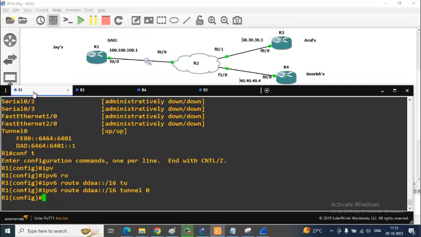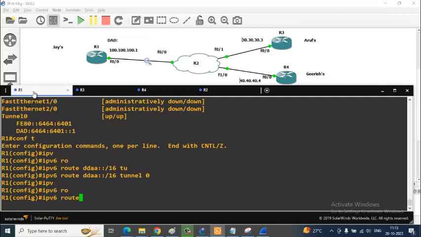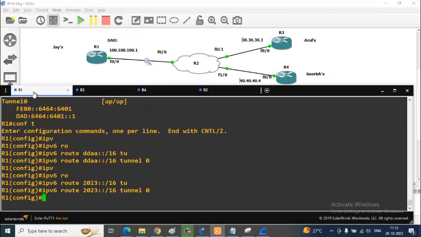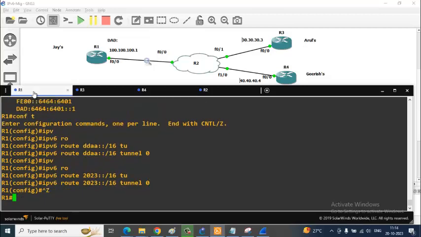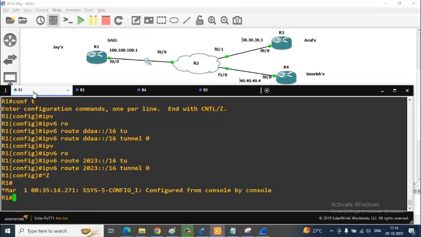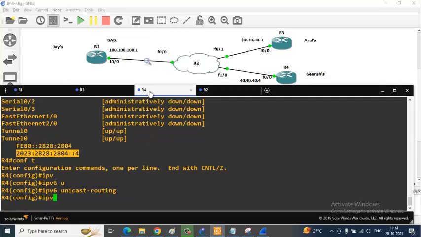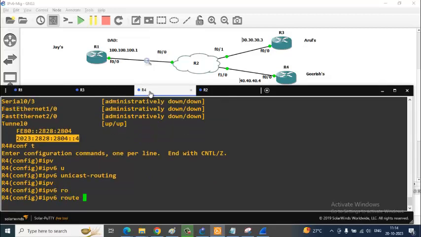And also I need to say IPv6 route, if it matches 2023, which is Girish, use tunnel 0. Right. Now the packet will go. But for the return traffic to come, you need to write there also. IPv6 route DDAA::/16 use tunnel 0.